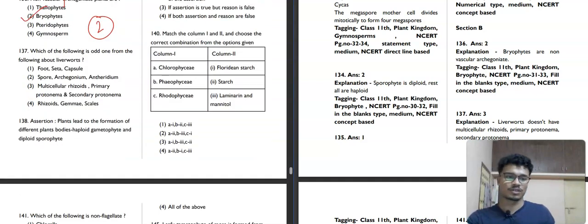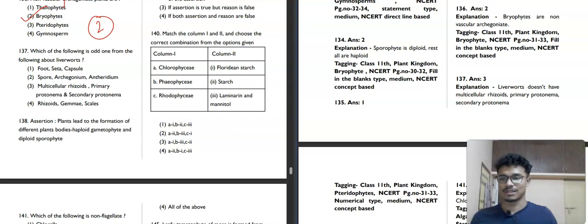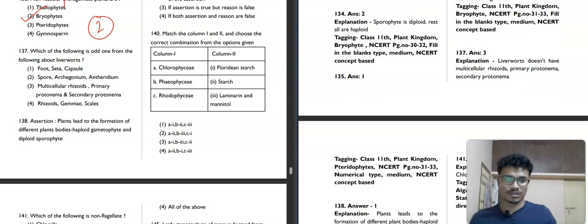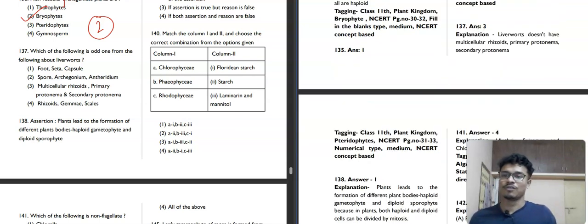Now we will move toward question number 137. This is the question, you will read. Which of the following is the odd one from the following about liverworts? Okay, liverworts. Foot, seta, capsule is related with liverworts. Its main body is thallus, liverworts. Correct. Then spore, archegonium, antheridium. It is also correct.